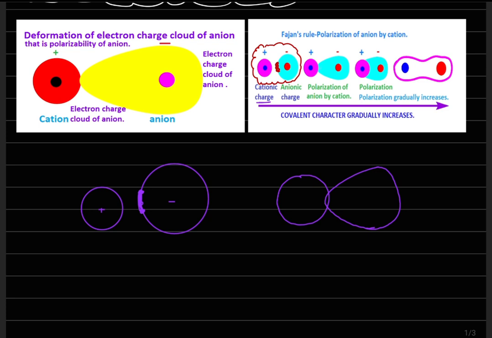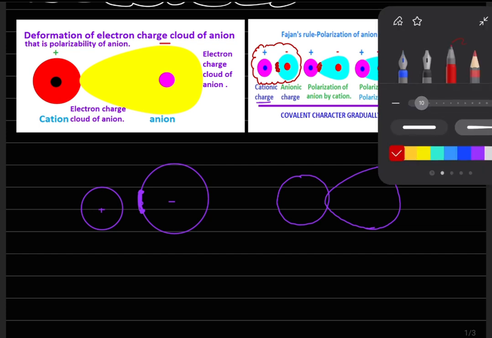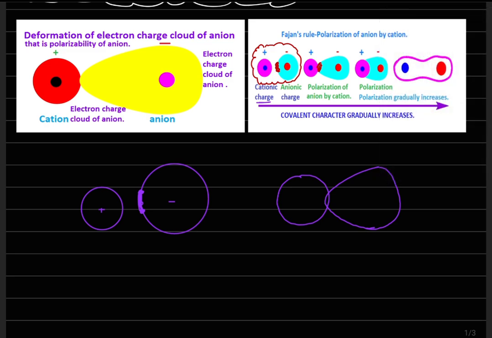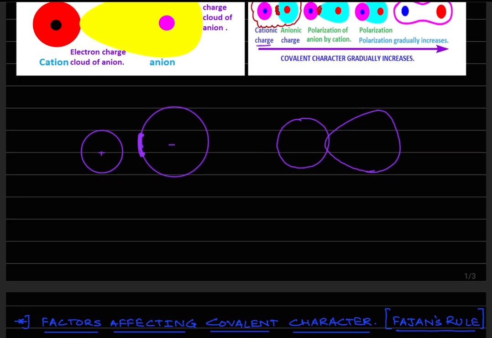So it would attract the electron, and please remember, it appears as if the electrons are shared. And sharing of electron is a covalent character. So therefore what we say over here is, if you're talking about a cation, let me just erase this for you.